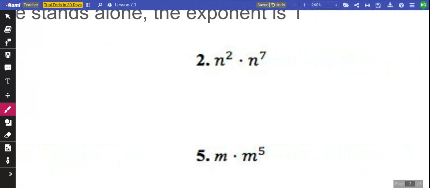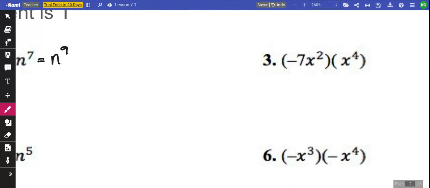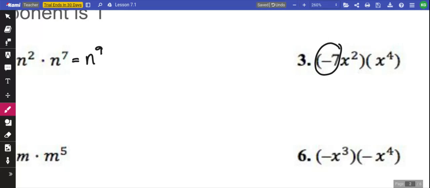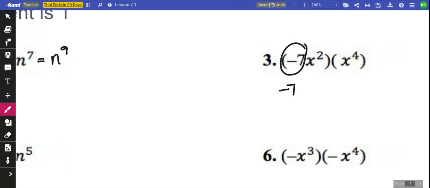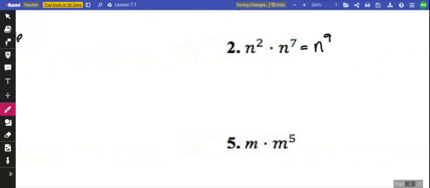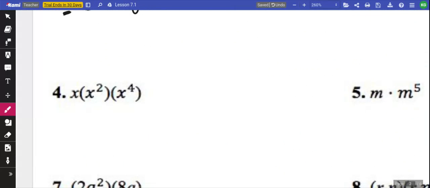Number 2, n to the seventh times n to the second. They're both n's, and that would give me a total of 9. This one, I do have a coefficient here of -7, and there's no other coefficients to combine it with, so I'm just going to put that first. And then I have these bases, x to the second, x to the fourth, becomes x to the sixth. On this one, I have 3 like bases, so x to the first, x to the second, and x to the fourth would be a total of 7.